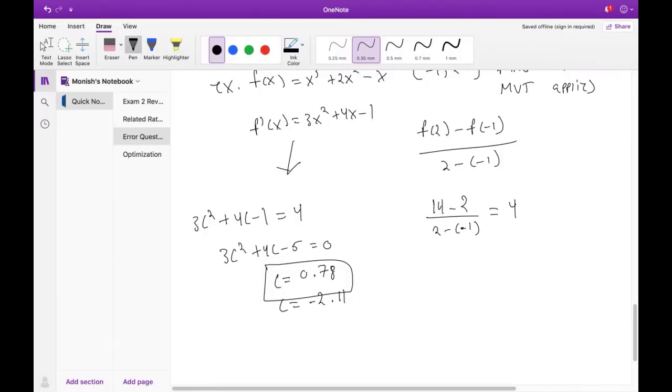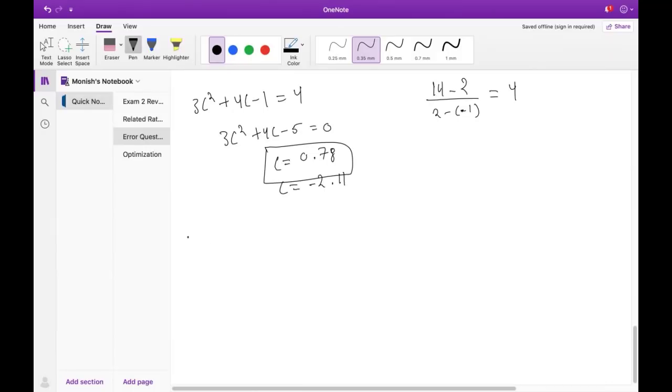Okay, then I'm kind of going to go back to critical points and min-max, except I'm going to be specifically talking about increasing, decreasing intervals, and then concave up and concave down.